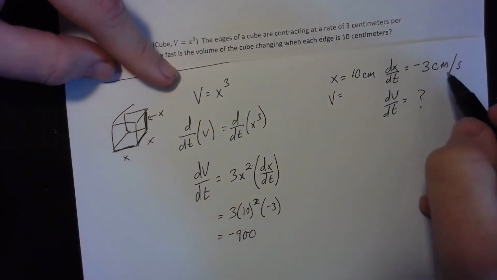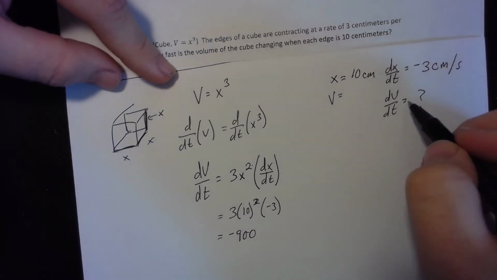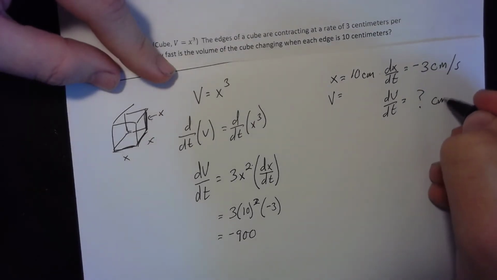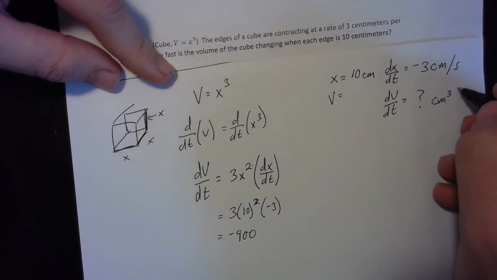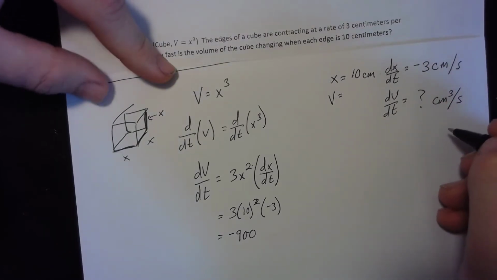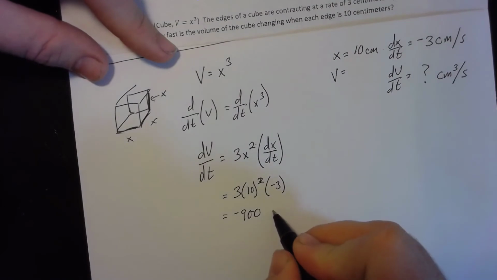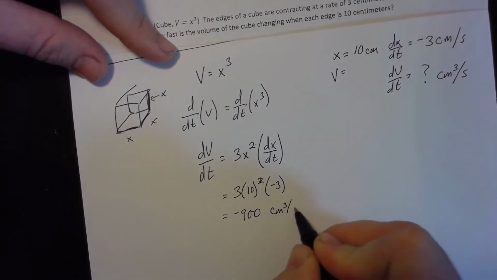And now what is the unit of measurement on volume, and specifically the rate of volume over time? Well, the edge unit is centimeters. The volume unit should be centimeters cubed then, because it's centimeters times centimeters times centimeters. And then the time unit won't change. So this is going to be negative 900 centimeters cubed per second.